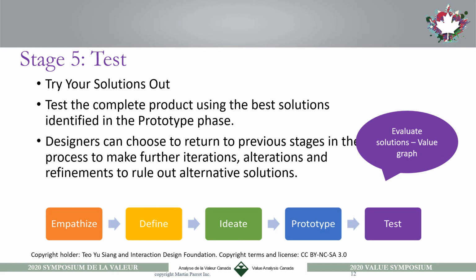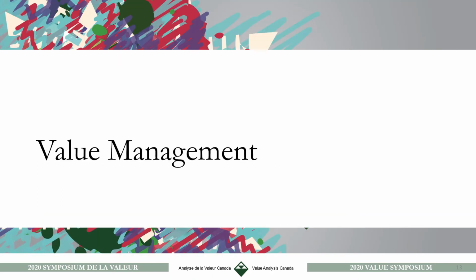and then you choose the best one. So in the value engineering process, this is where we evaluate solutions, look at different solutions, how well they fulfill the needs, maybe build scenarios with some of these solutions, and then eventually do a value graph to identify which scenario or which solution has the best value for the stakeholders.